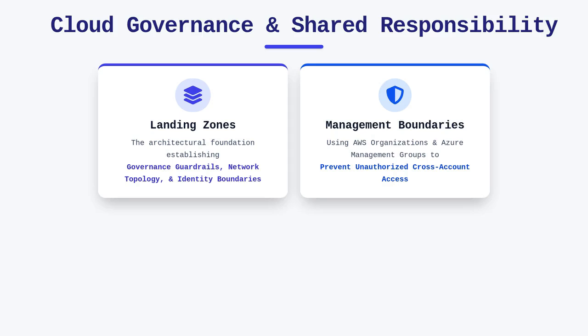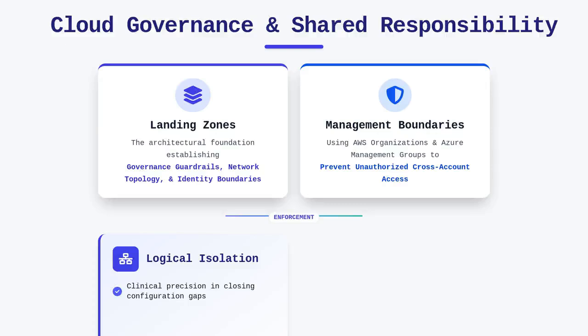A landing zone serves as the architectural foundation of your cloud footprint, establishing the governance guardrails, network topology, and identity boundaries necessary for compliance. By utilizing services like AWS Organizations or Azure management groups, you define management boundaries that prevent unauthorized cross-account access. You must treat these management boundaries as non-negotiable security perimeters that dictate how data flows between different business units or isolated cloud accounts.